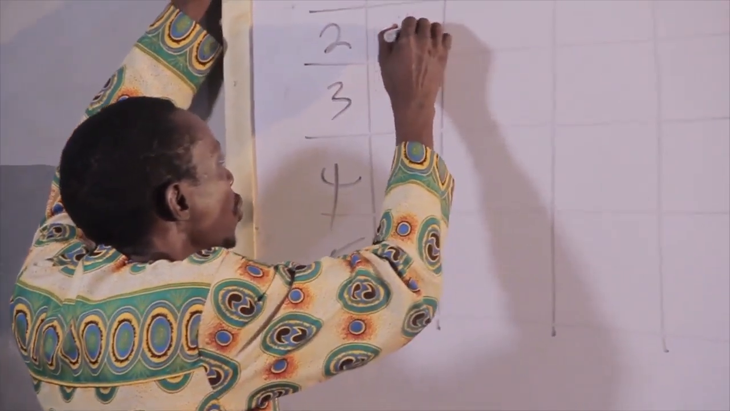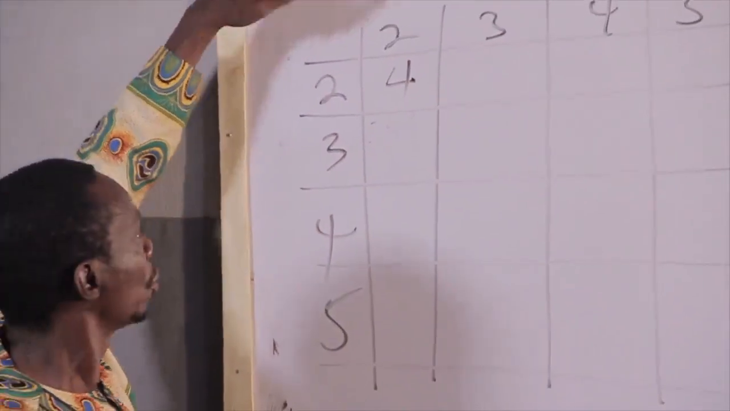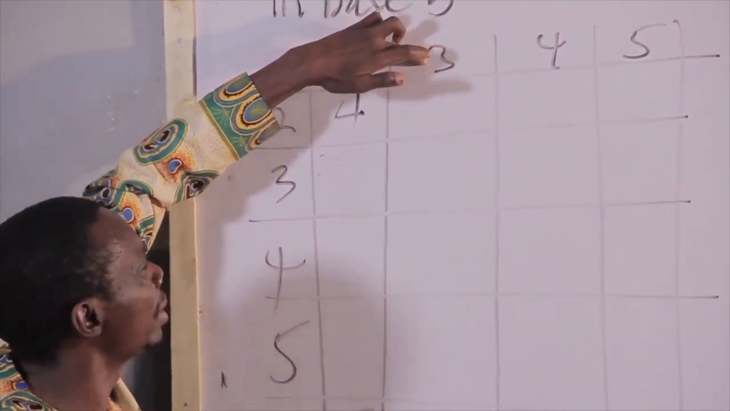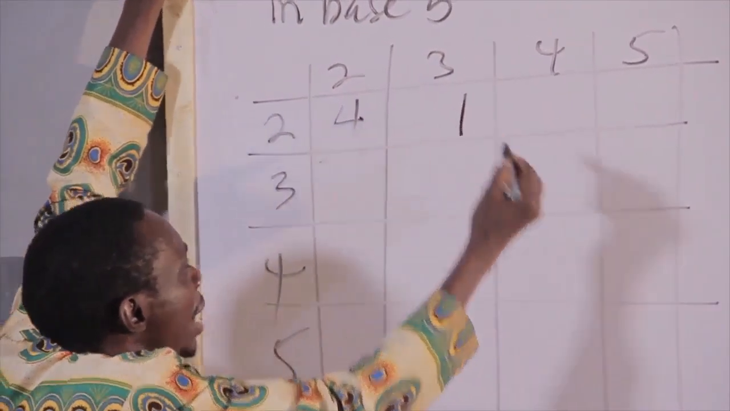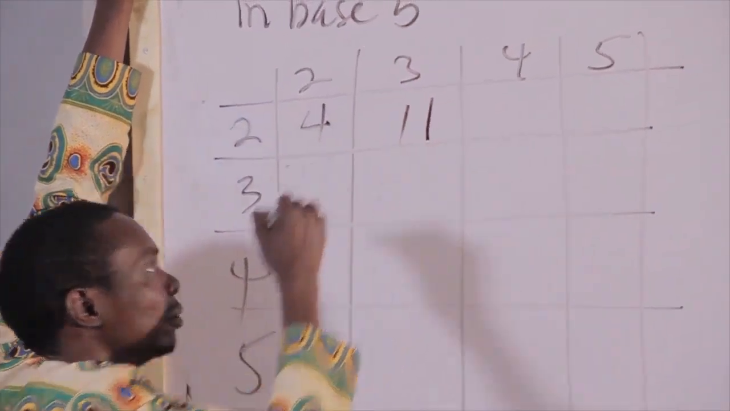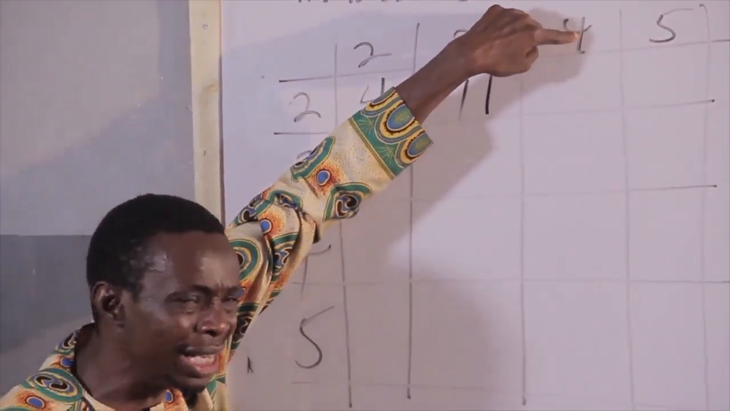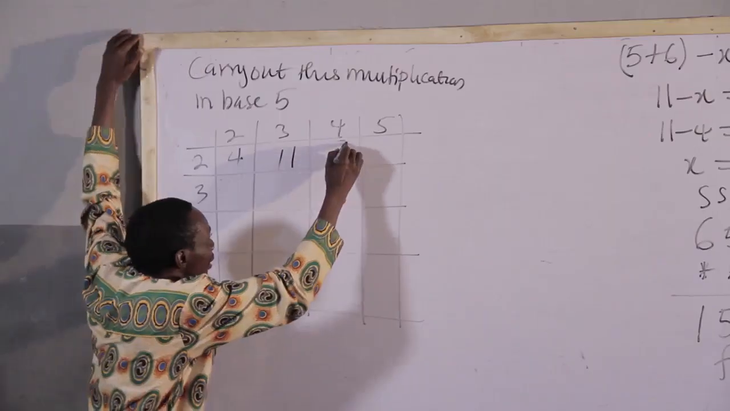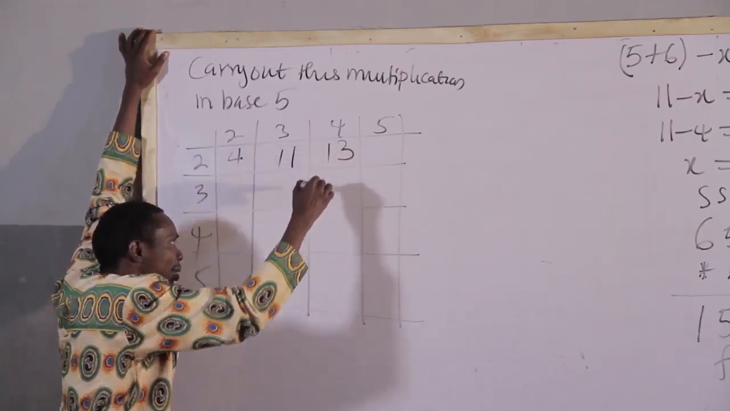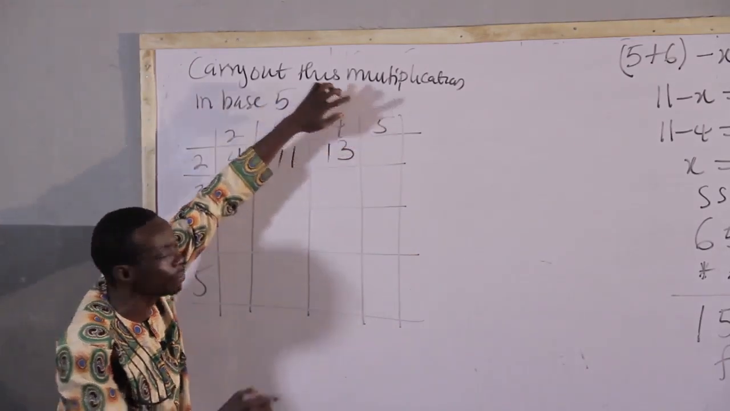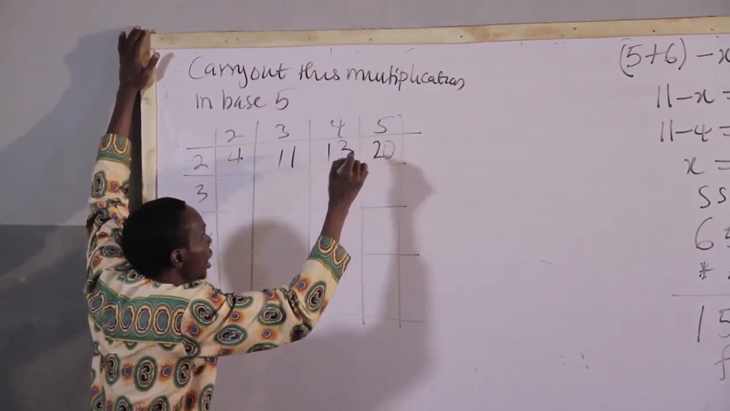2 times 2 is 4, so I write 4. 2 times 3 is 6. 5 can go in 6 once, remainder 1. The number of times it can go, I write at the back: 11. 2 times 4 is 8. 5 can go in 8 once, remainder 3. The number of times it can go at the back: 13. 2 times 5 is 10. 5 in 10, 2, remainder 0. I put my 2 here.